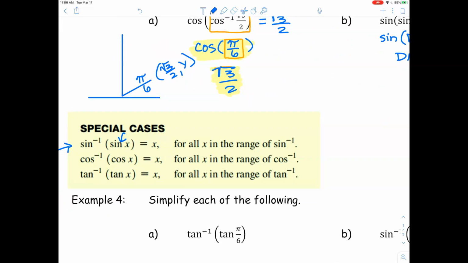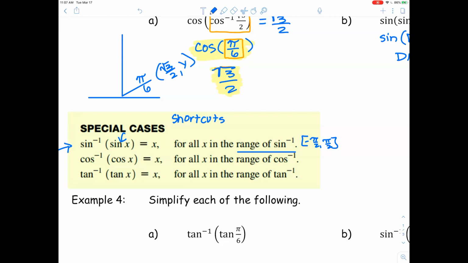So let's look at the special cases, and remember these again are shortcuts, but you have to be really careful in order to apply them, because they're only true contingent upon the restrictions that are defined. So sine inverse of sine of x equals x for all x in the range of sine inverse. That would be in the range of negative pi over 2 to pi over 2.